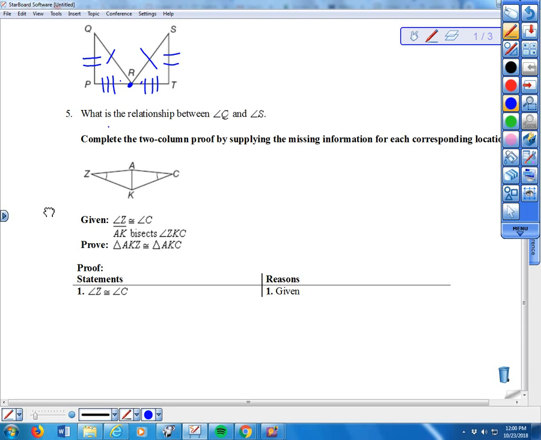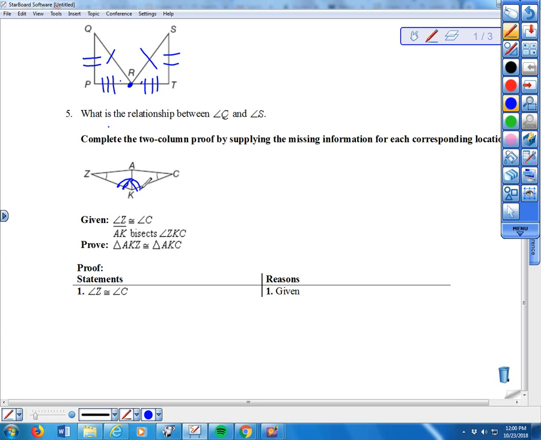So now I'm going to complete the proof. I'm given that angle Z and angle C are congruent. I'm given that AK bisects ZKC. AK bisects it. What does that tell me? Mark up your drawing. What does it tell you? If AK bisects an angle, the relationship is they're congruent. Okay, that means this angle and this angle are congruent.